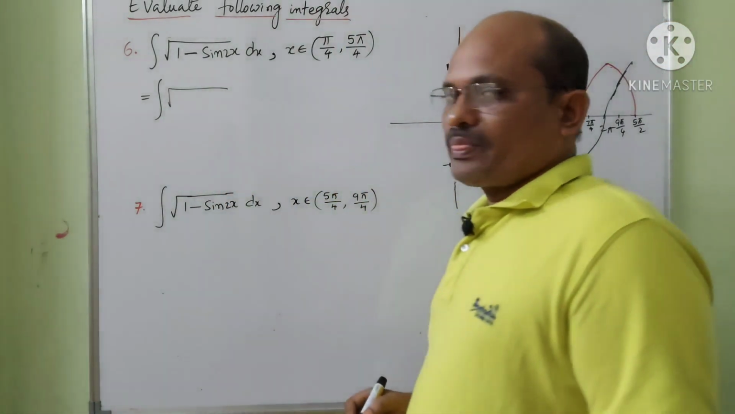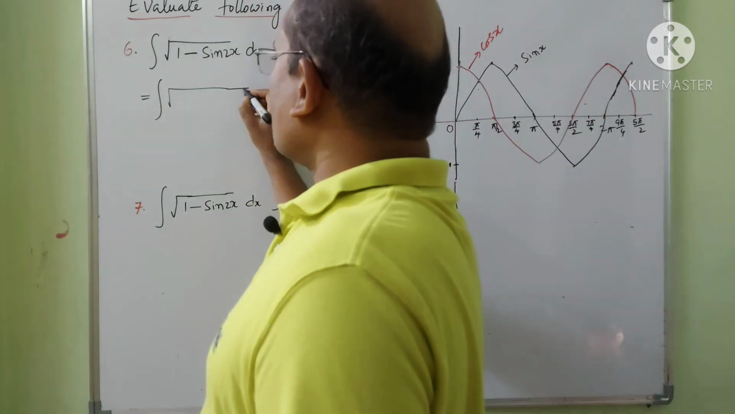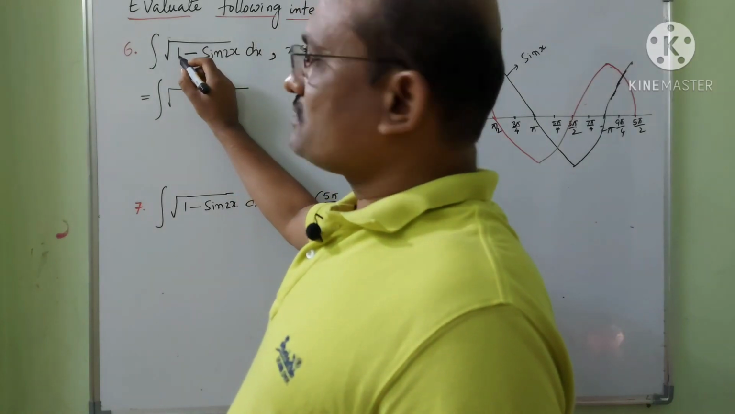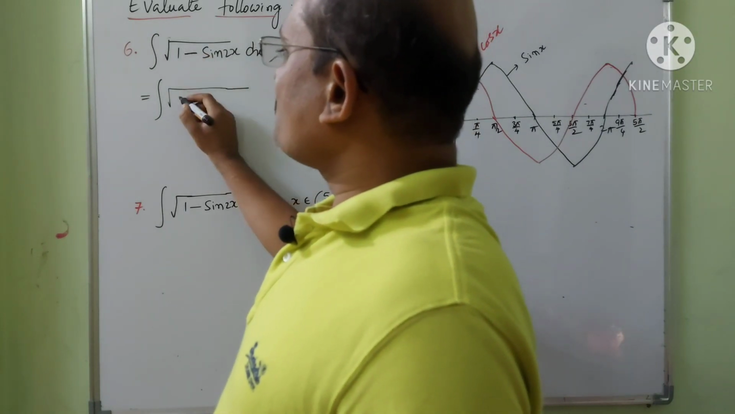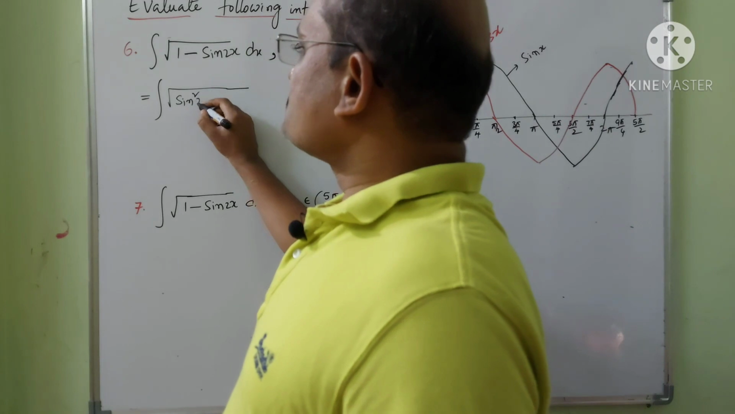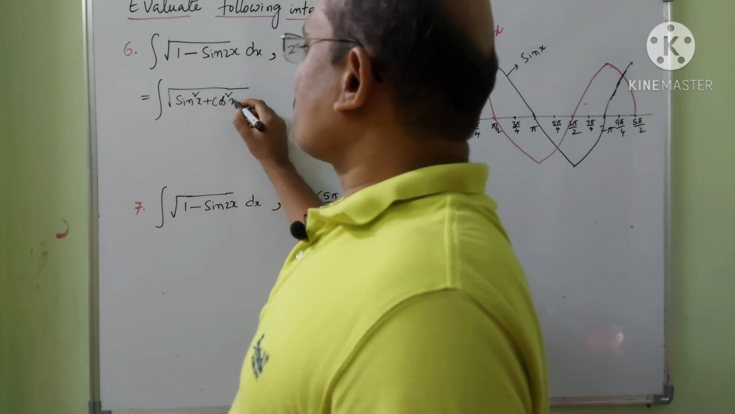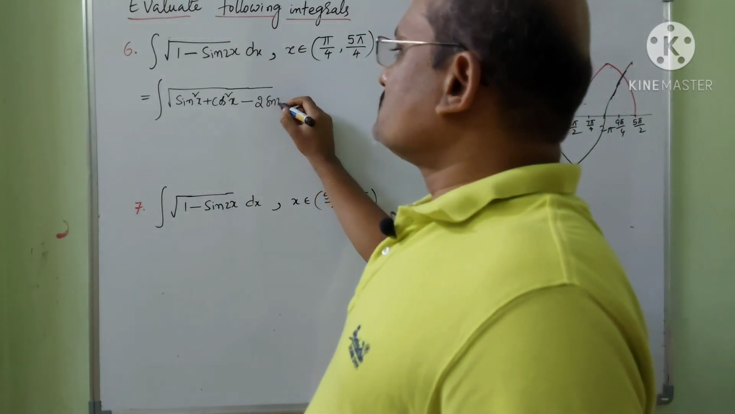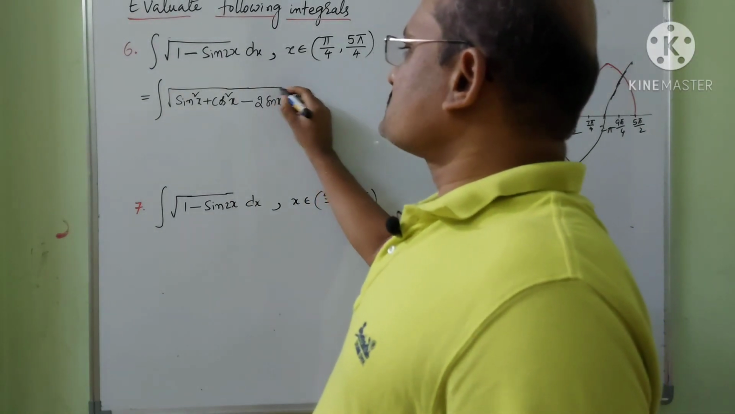First of all, write the function like this. One can be written as sin square x plus cos square x. Sin 2x can be written as 2 sin x into cos x dx.